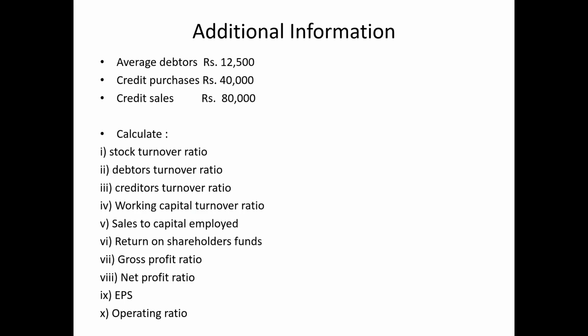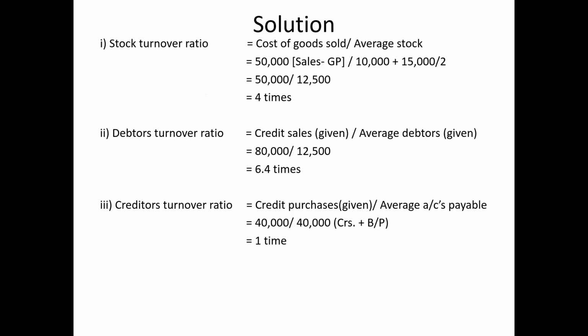The very first one is stock turnover ratio. The formula of stock turnover ratio is cost of goods sold divided by average stock. The formula of cost of goods sold is sales minus GP. You pick up sales as 1 lakh and gross profit as 50,000 from the trading account, so it comes out to 1 lakh minus 50,000, which is 50,000, your cost of goods sold. Average stock means opening stock plus closing stock divided by 2. You get that from the trading account, and it comes out to be 12,500. So your stock turnover ratio is 4 times.